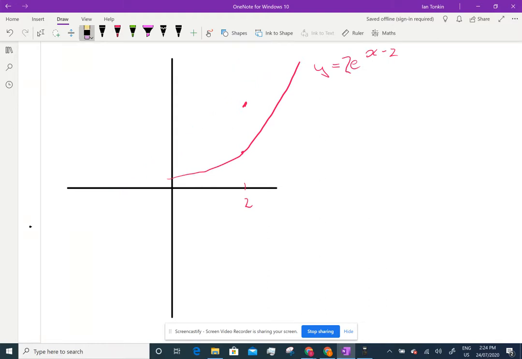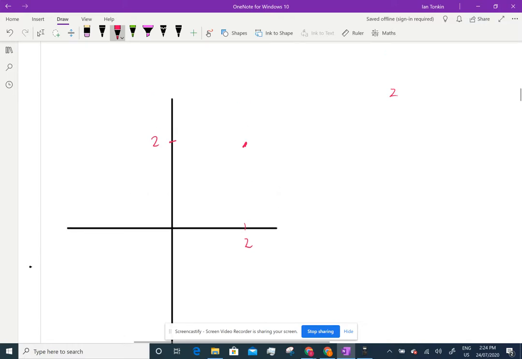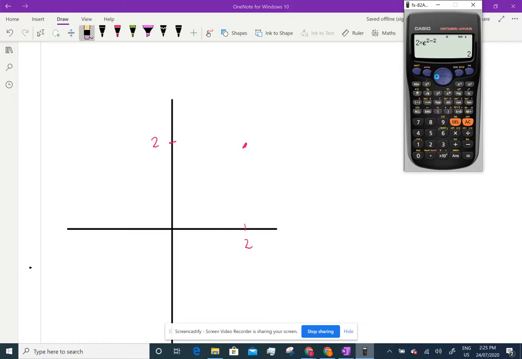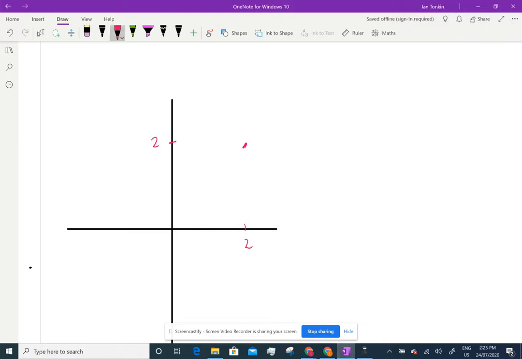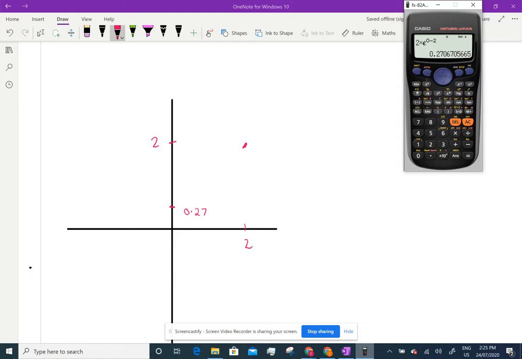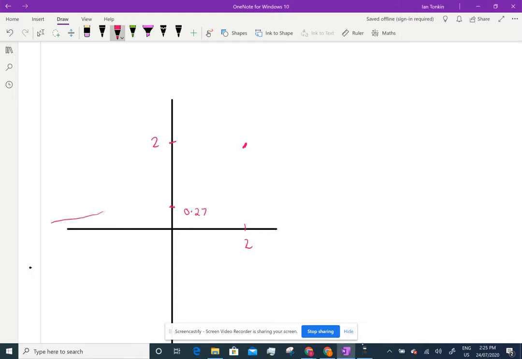Let's get rid of these on that one. We know that's 2, and we don't really need to worry about that. But we do need to find out what happens when x equals 0. So let's put x equals 0 in there. We just use our back arrow and put 0 in. Now that's the y-intercept. When x is 0, we get the y-intercept. So it's 0.27. So about here is 0.27.